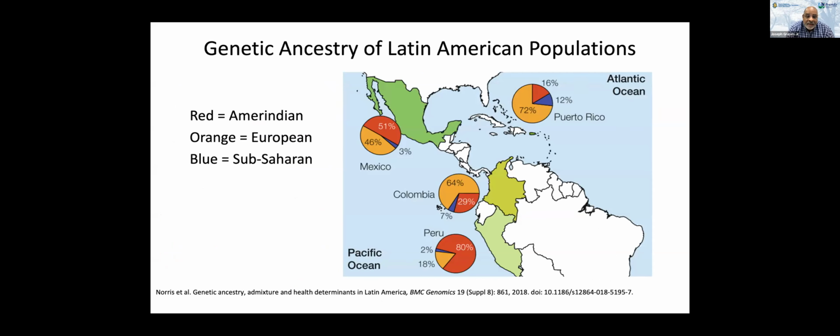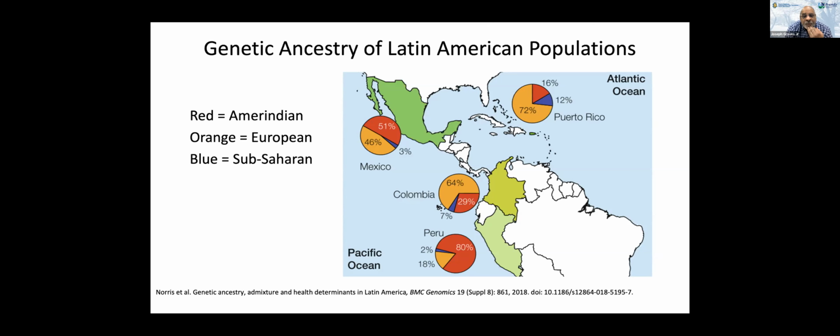So for example, on the island of Puerto Rico, and there are actually more Puerto Ricans in the continental United States now than there are on the island, their ancestry tends to be about 72% European, 16% Amerindian, but 12% African. But Mexican Americans, the largest Latino group in the United States, their ancestry is 51% Amerindian and around 46% European, but only 3% African ancestry. Now, if we go to a country like Peru, it's 80% Amerindian ancestry with, again, virtually no African ancestry.